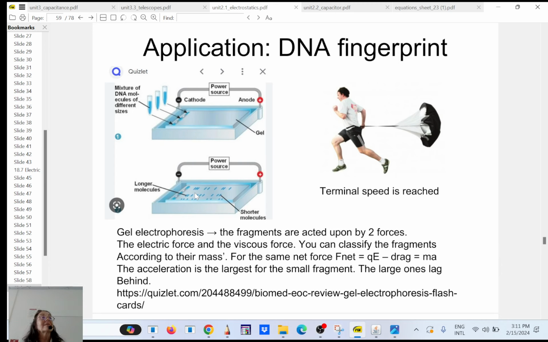Isn't that interesting? So all of them will be acted upon by a force QE to the right, but then they will be slowed down because there is some gel here to the left. So the one who will go farther forward will be the small one, and the big one will be left behind. You see?